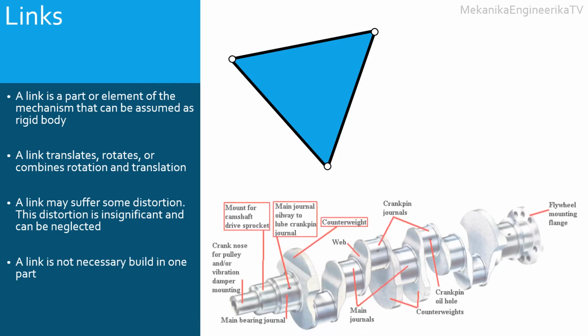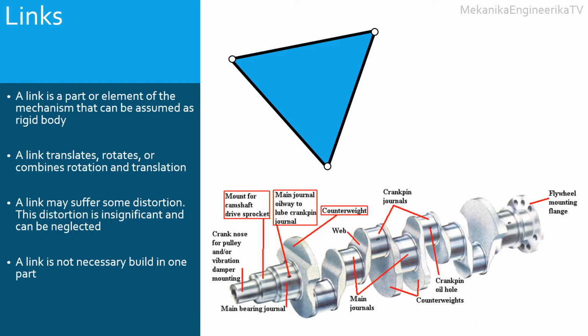Also, in an automobile engine, the crankshaft, crankpin and flywheel are manufactured separately. However, they are assembled tightly such that no relative motion is allowed. Hence, they can be considered as one link.